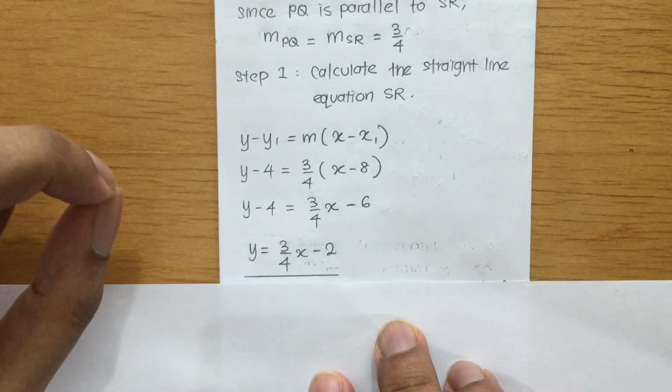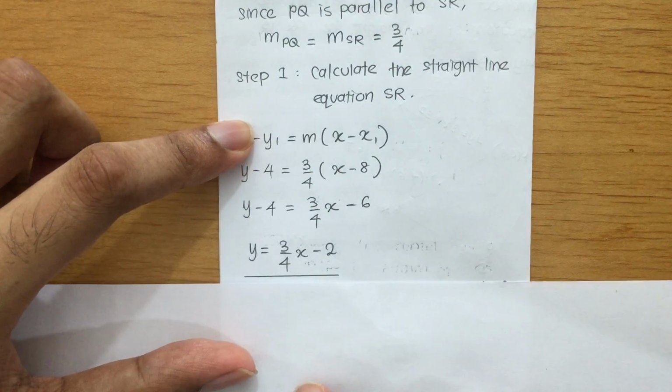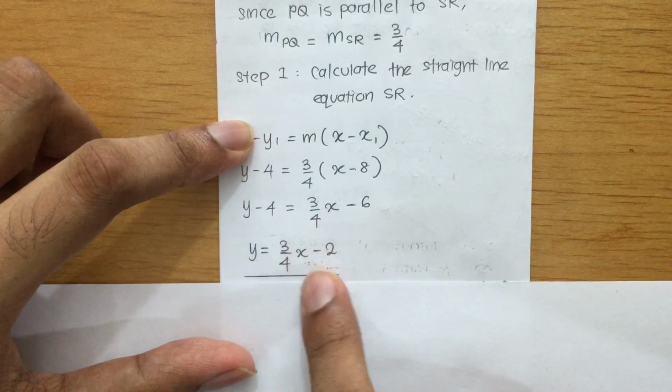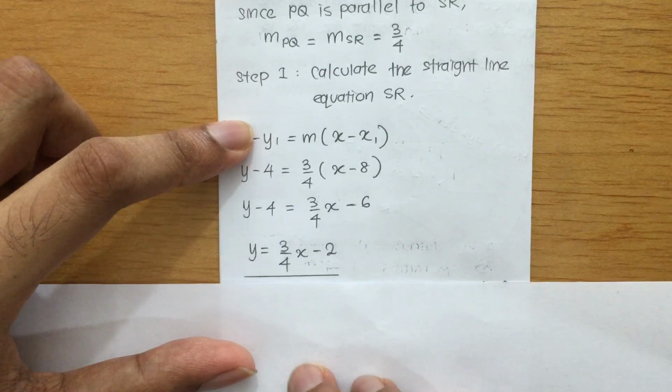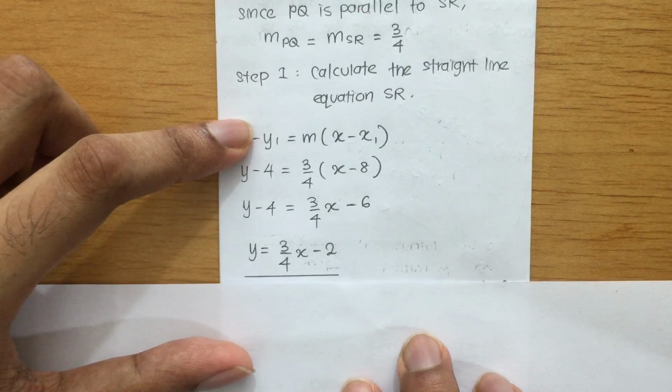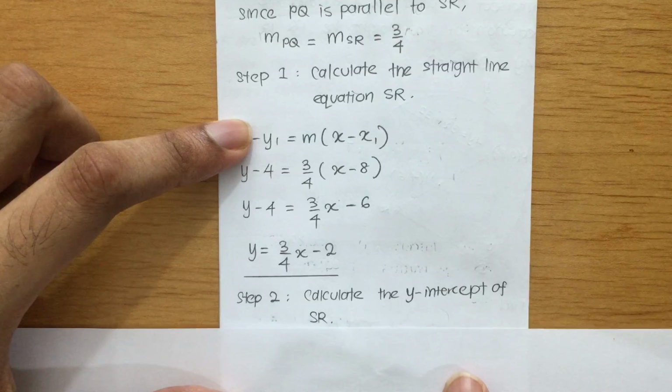Okay, that is step 1, but we need to find the y-intercept. So how to find the y-intercept? One of the ways is you can immediately get negative 2 as your y-intercept. That is one way, guys. But if you wish to show your working, I can show it for you. So step 2 is to calculate the y-intercept of SR.